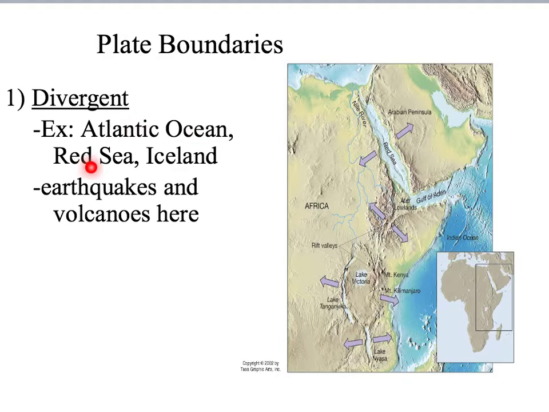The Red Sea, Iceland. The Red Sea's here by Africa, and as the arrows indicate here, this is just getting farther and farther apart, and you come back in a few million years, this is going to be just all water in between that. Right there you can already see some lakes and stuff popping up, but that will just get bigger and bigger over the course of time. Earthquakes are prevalent here, and volcanoes are as well.